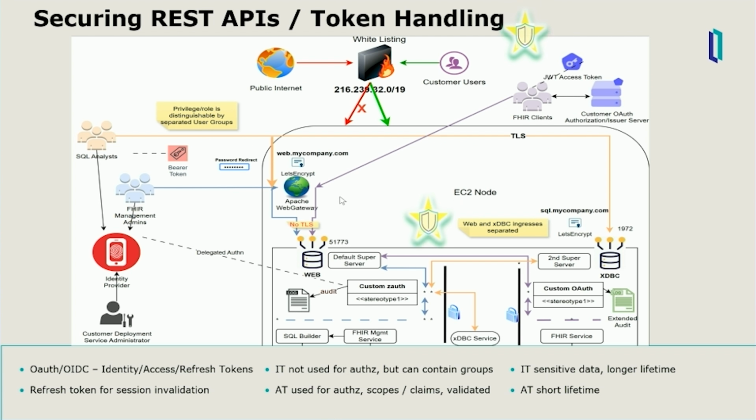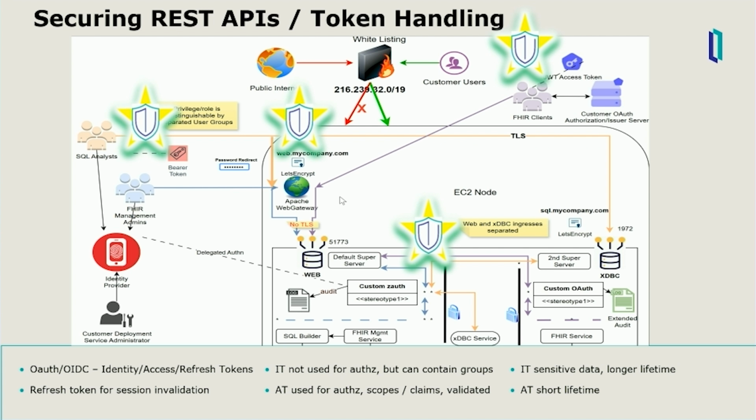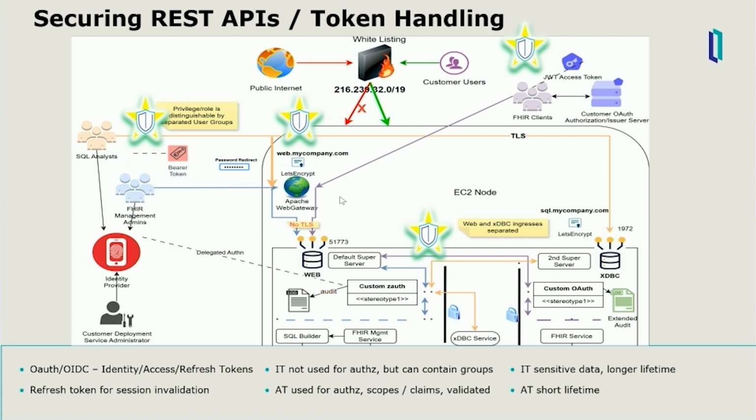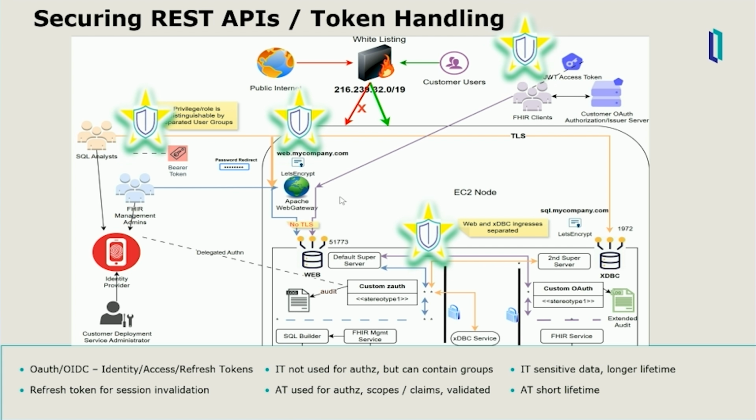Securing REST APIs, token handling. The deployment user highlight on the left shows basic auth password redirect through the authenticate flow that will exchange for a bearer token. That flow is using an identity token, less than ideal, as identity tokens should not be used for authorization. They contain sensitive data such as email and have a longer lifetime, so it's not typical that the identity token is passed through to the server.